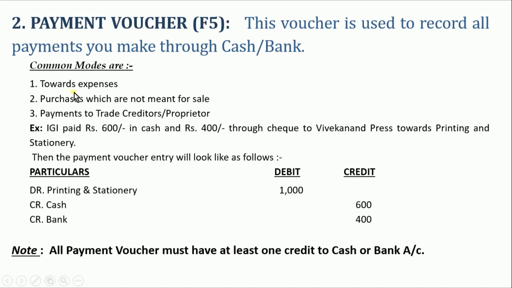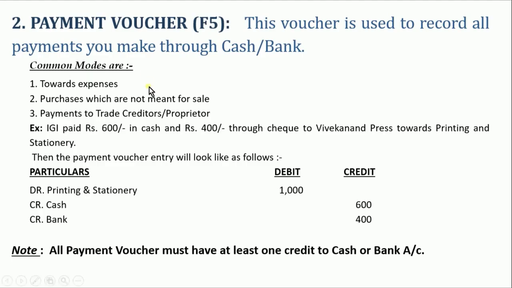Maybe towards expenses. For example, salary paid, commission paid, rent paid, telephone bill paid, interest paid. If it is by bank or cash, we can take it as a payment. Then purchases which are not meant for sale. Maybe an asset purchase. Maybe you are purchasing a mobile for office purpose. Then the mobile is one asset. Then that asset account debit, cash or bank account credit.